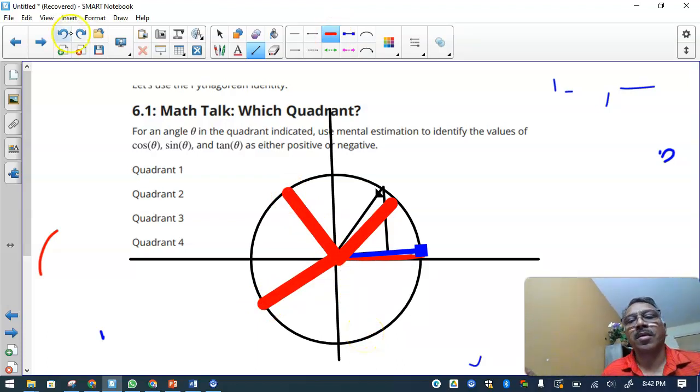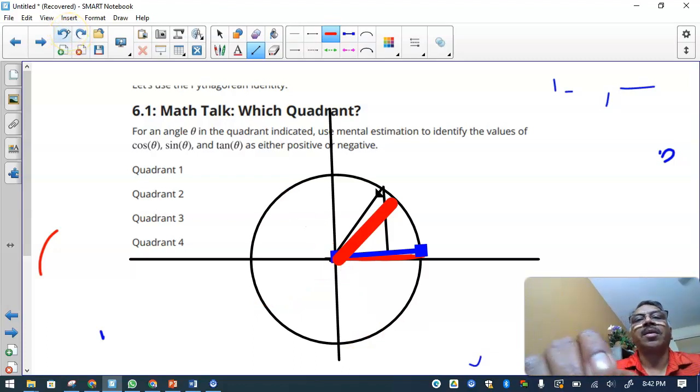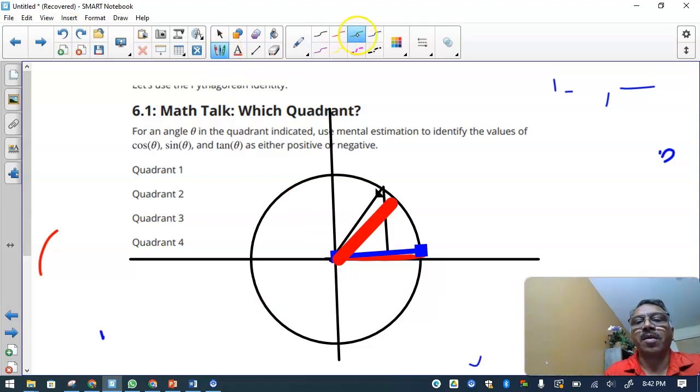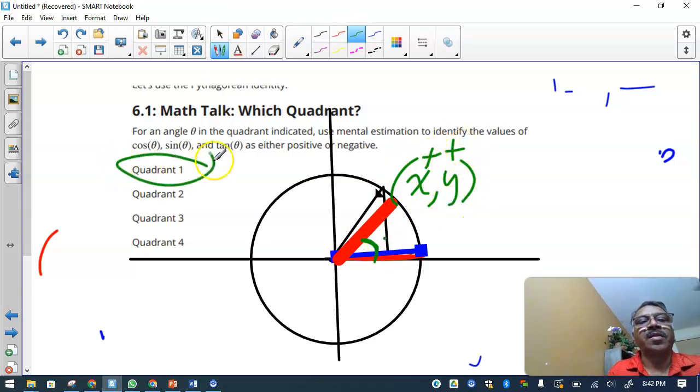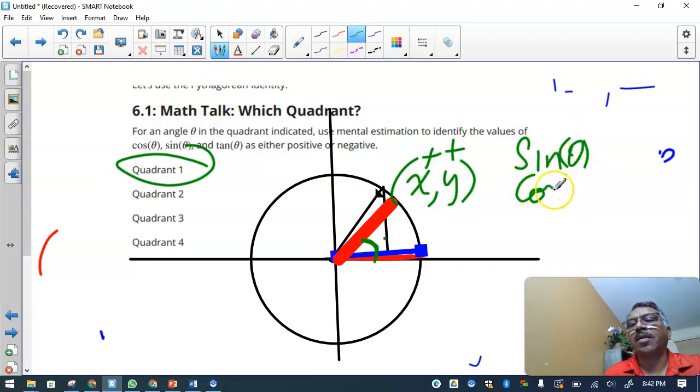If the angle is in the first quadrant, this is theta. Both x and y are positive. That means in the first quadrant, sine theta is positive and cosine is also positive. I'll put plus for x, and y also is plus.